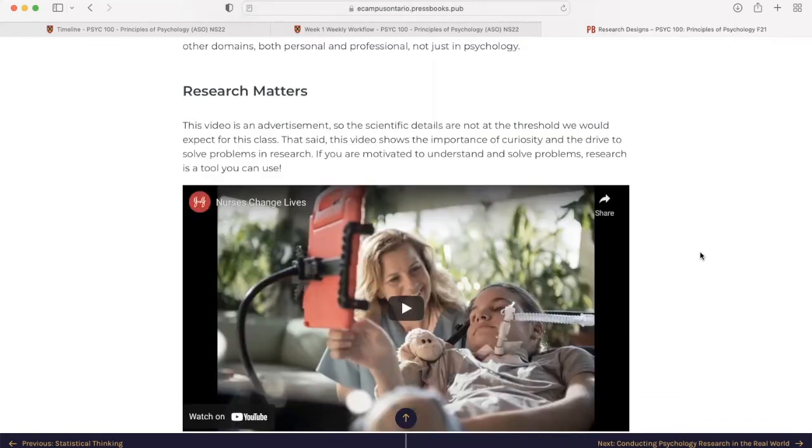The chapter concludes with a video on research matters. The video is an advertisement, so the scientific details are not a threshold we would expect for this class. That said, this video shows the importance of curiosity and the drive to solve problems in research. If you are motivated to understand and solve problems, research is a tool you can use.